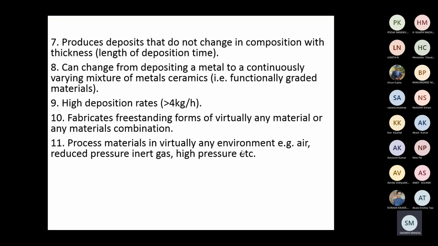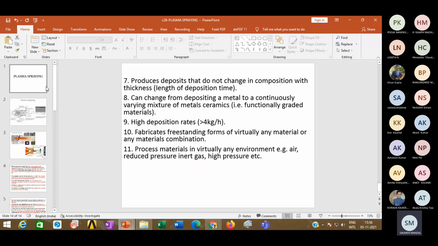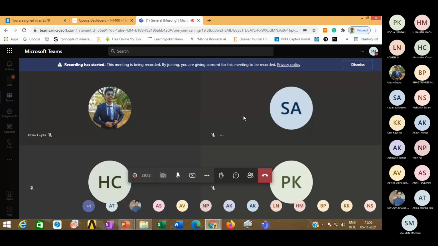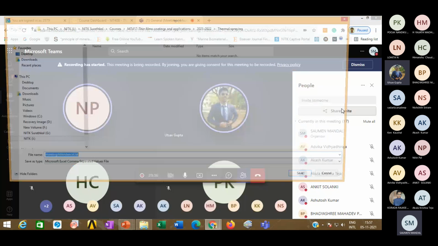Today I'll put up the hard coating as well as the plasma spray ppt, the two ppts, and this part will be considered in your quiz. And as Sir told, your quiz is on Monday at 6 o'clock, right, Utsav? Yes, sir. Okay, 6 to 6:20. 6 to 6:30. Okay, fine.